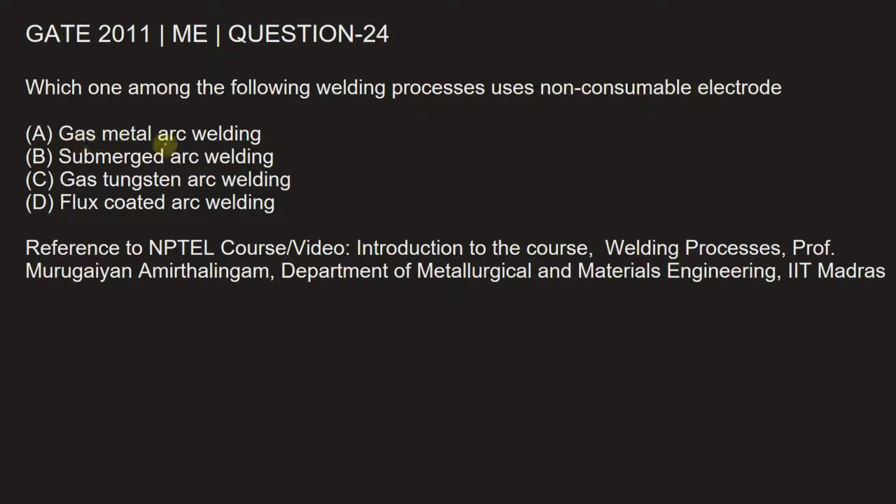Option A, gas metal arc welding. Option B, submerged arc welding. Option C, gas tungsten arc welding. Or option D, flux coated arc welding. Let's discuss which of these is the non-consumable electrode welding.